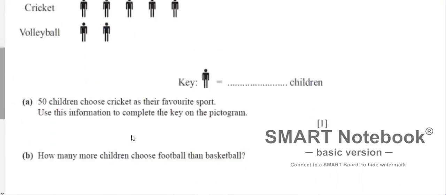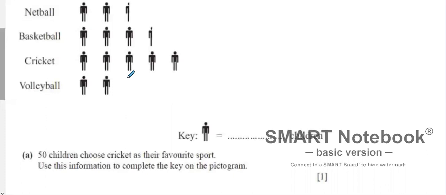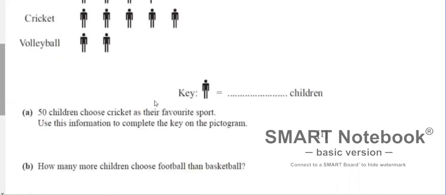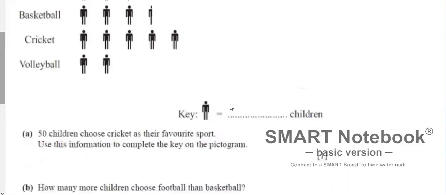So let us see the question here. As we all know, a pictogram is a representation of information using pictures. So we have to include a key to define how much information each picture represents. The key given here is incomplete, so we need to complete that key. Part A: 50 children choose cricket as their favorite sport. Use this information to complete the key on the pictogram.